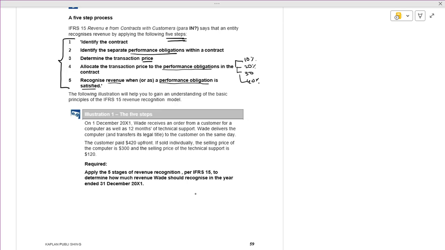On 1st of December, Wade receives an order from a customer for a computer as well as 12 months technical support. Wade delivers the computer and transfers legal title to the customer on the same day. The customer paid the amount of 420 upfront. It's sold individually: the selling price of the computer is 300 and the technical support is 120. They are asking us to apply the 5 stages of revenue recognition.